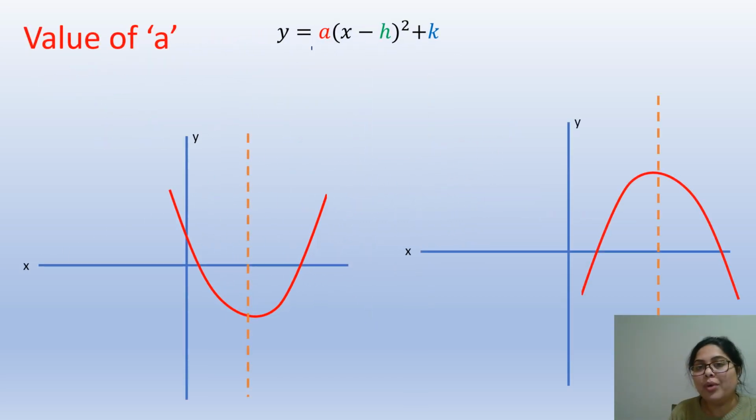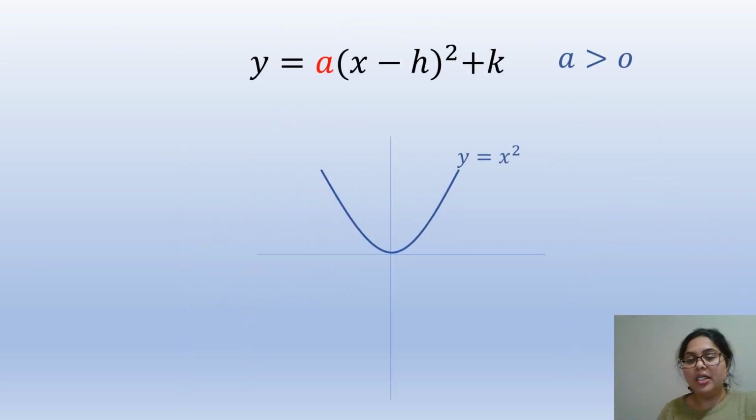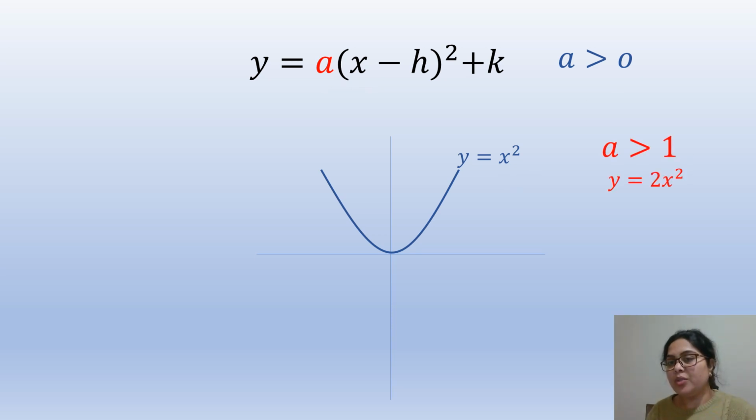Let's observe how the value of a determines the shape of the parabola. For a positive a, the curve opens upwards, and for a negative a, it opens downwards. Now we'll go into a little more detail by examining different positive values of a. You can observe here this is the parabola y equals x squared, and if you compare it with the standard equation, you can observe that the value of a here is equal to 1. Let's discuss the case when the value of a is more than 1 and consider the curve's equation where a is given by 2.